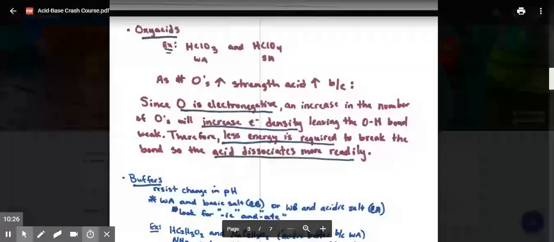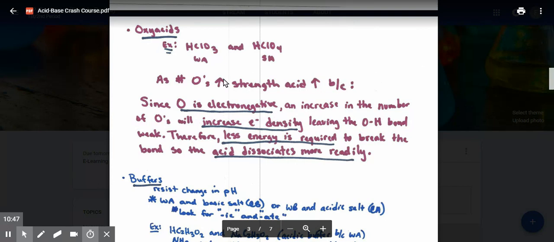Oxyacids. So oxyacids are acids that have an oxygen on them. The concept here is that you have some oxyacids that are weak and only a few oxyacids that are actually strong. You have to justify why. This will mainly be free response. They could ask a few conceptual questions on multiple choice as well.